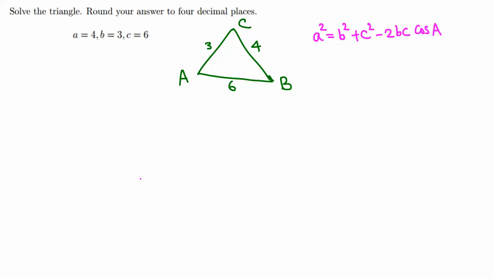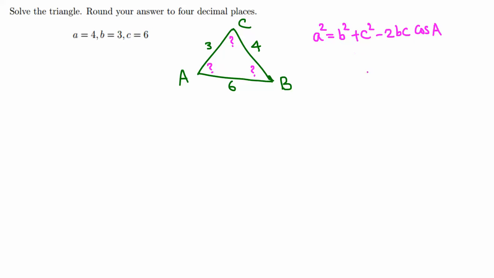Solve the triangle. So we have all three sides given: A equals 4, B equals 3, and C equals 6. Now we need to find these three angles: angle A, angle C, angle B. Since all three sides are given, we need to use the law of cosines.